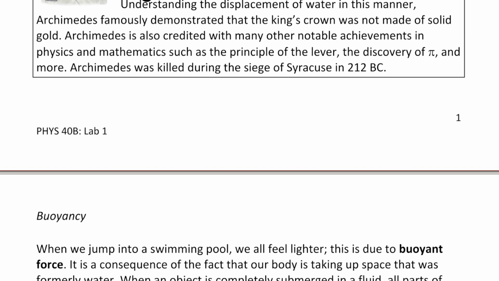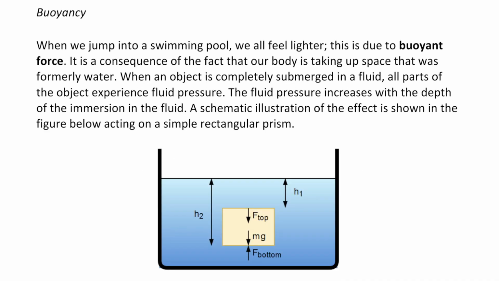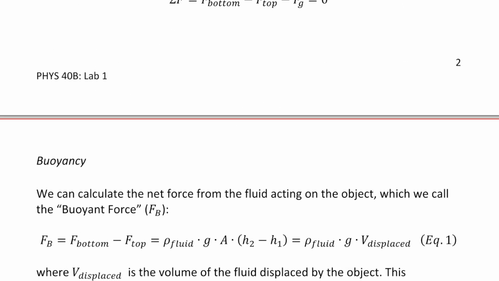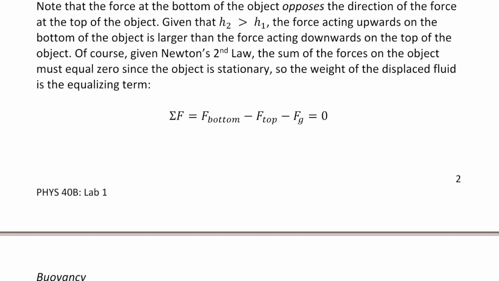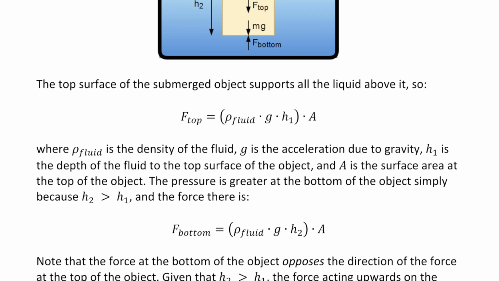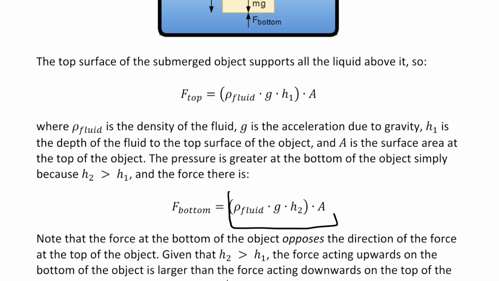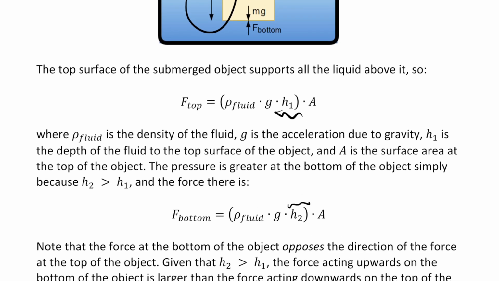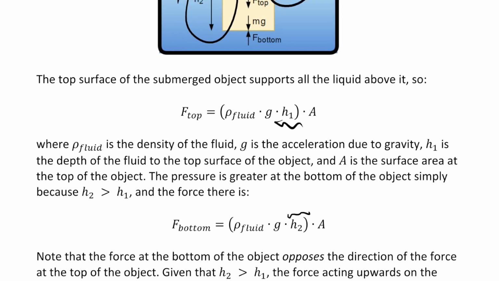Okay? And then really quickly, the lab manual goes through this derivation of the equation for the buoyant force, but essentially it just says that there's some force on the top that's equal to this, and then there's some force on the bottom that's equal to this, and they just vary in this h1 and h2, which are these two heights.